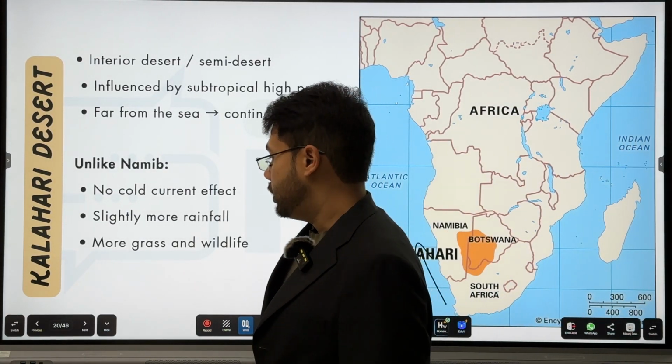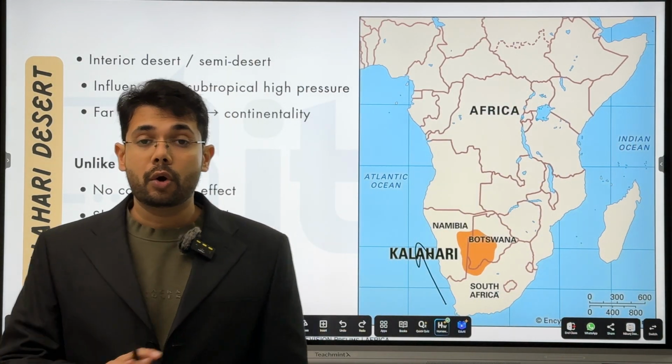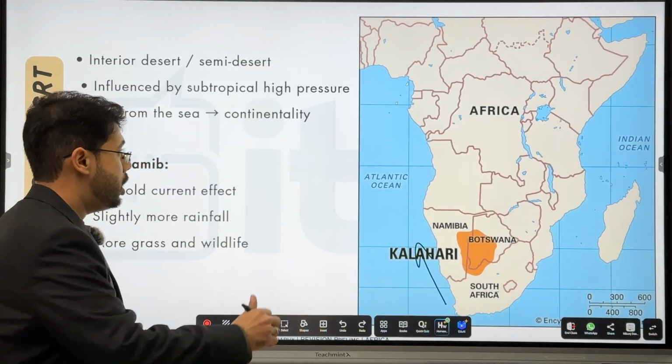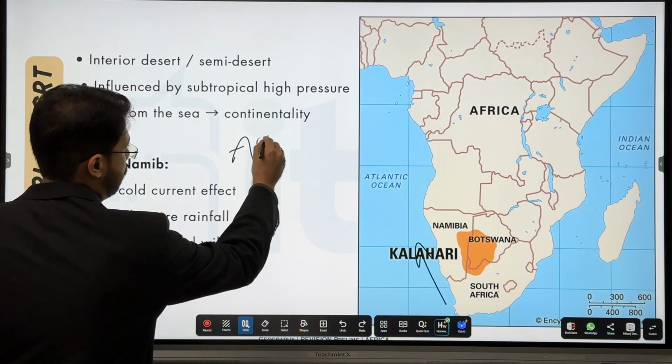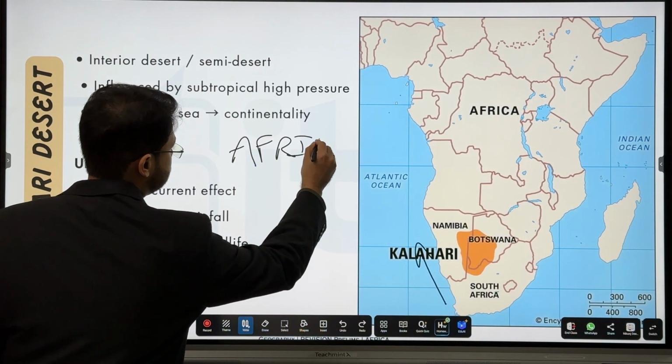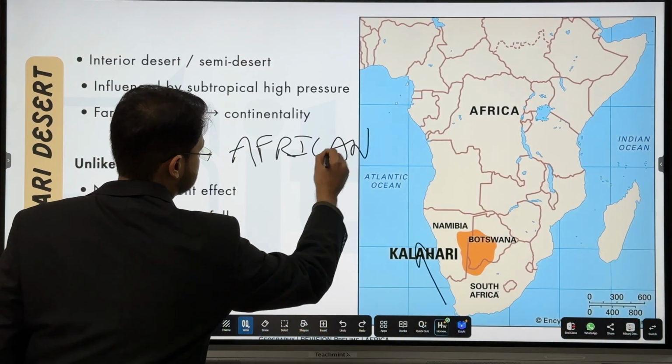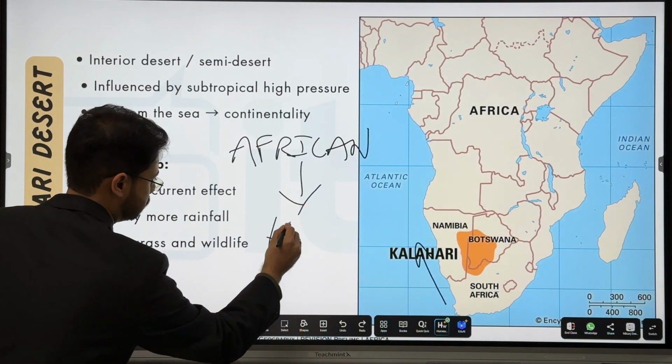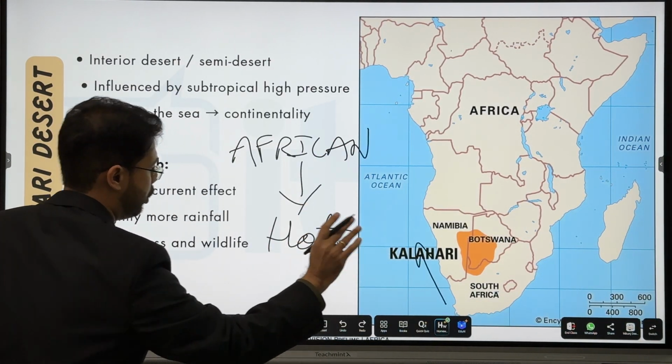So the Kalahari Desert, and none of these deserts are cold deserts. All of them are hot deserts. All African deserts are hot deserts.